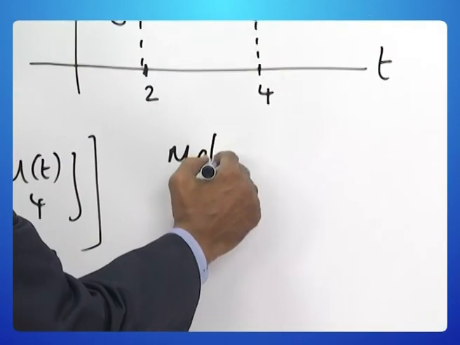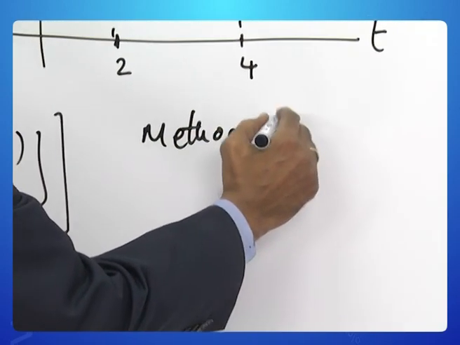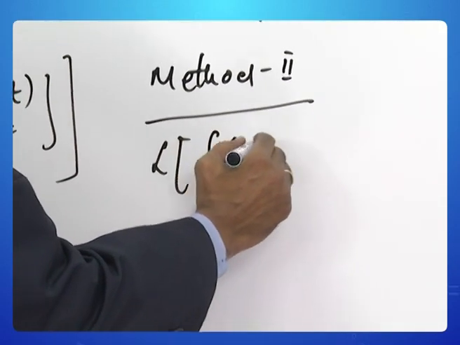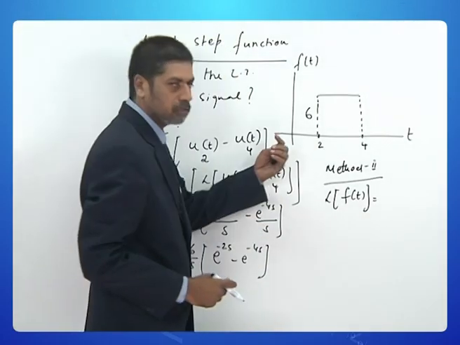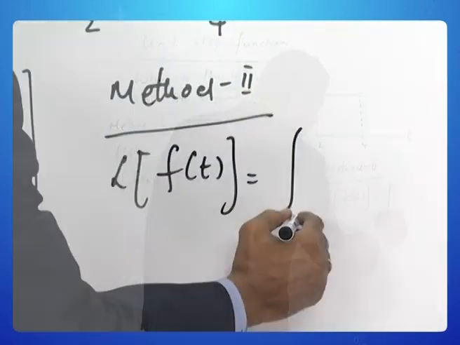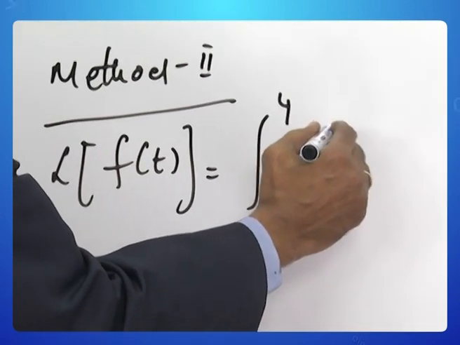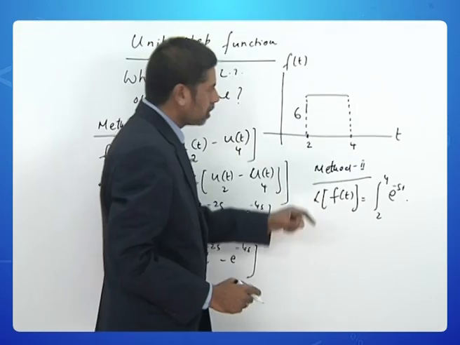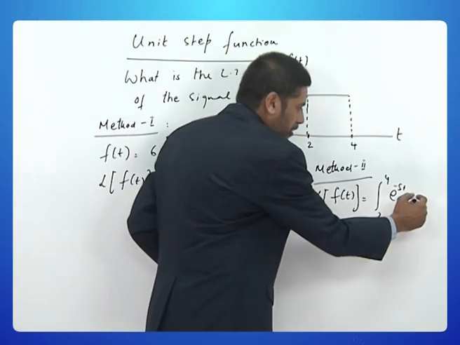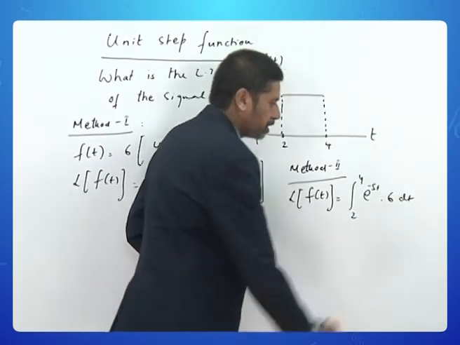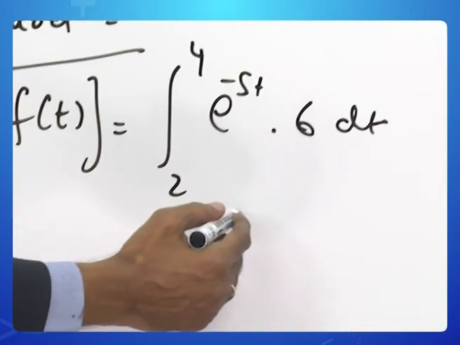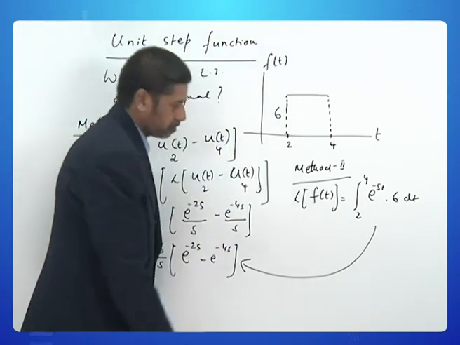Method 2. Here you don't bother about the unit step function, you only integrate from 2 to 4 e power minus st into this function, that is a constant function at a height of 6 units. So it is nothing but 6 times e power minus st dt. So if you integrate that and apply the limits, you will get back this answer.